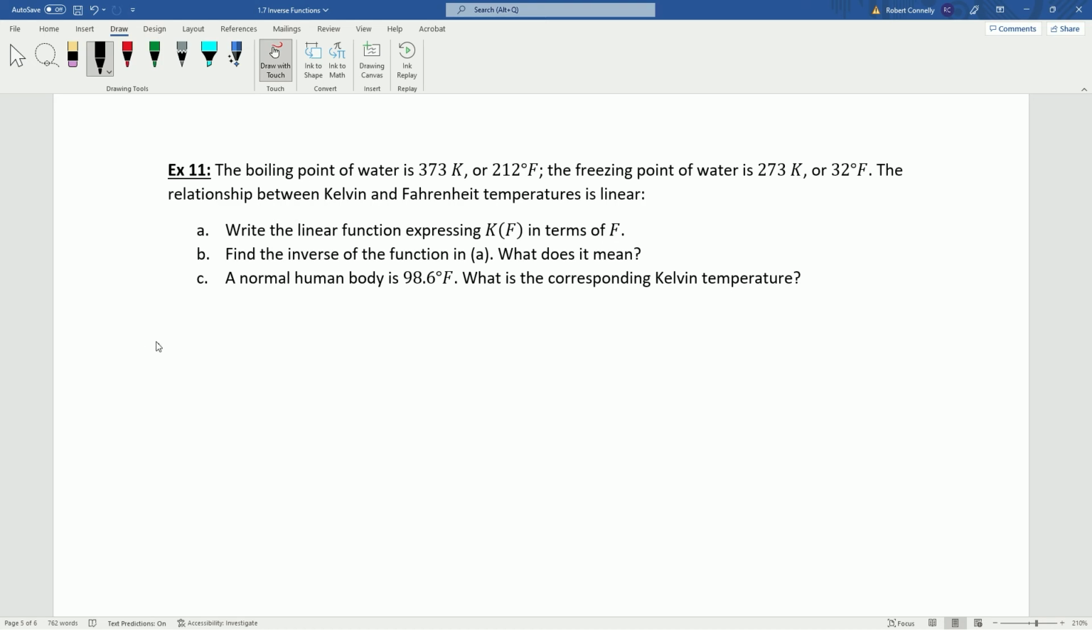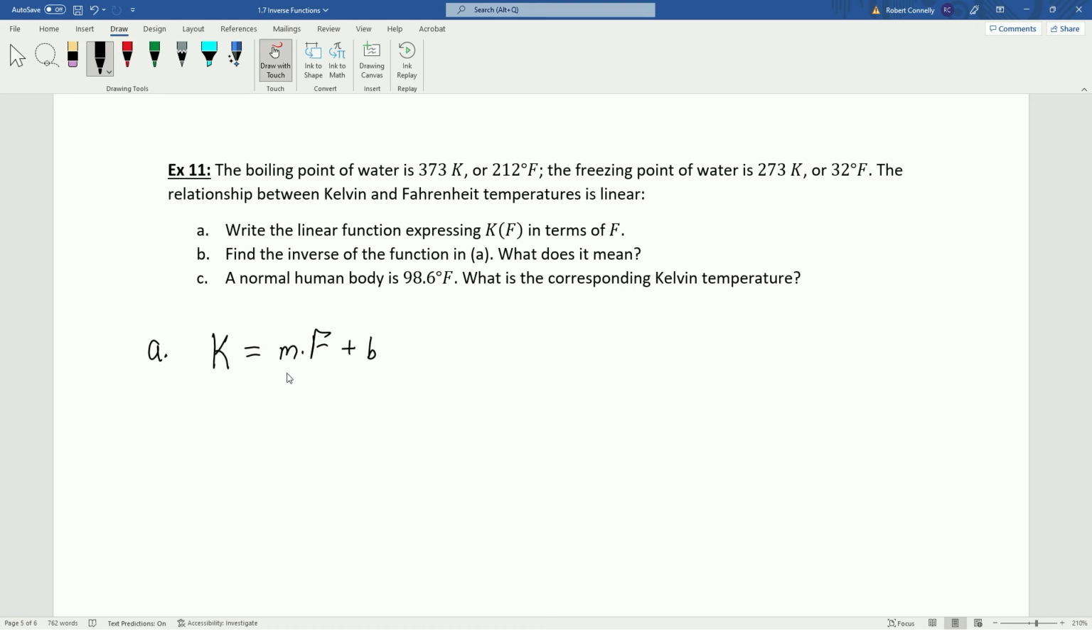So, we've been told explicitly that this is a linear relationship, which means that we should be able to write k as m times f plus b, where f is our independent variable and k is our dependent variable.